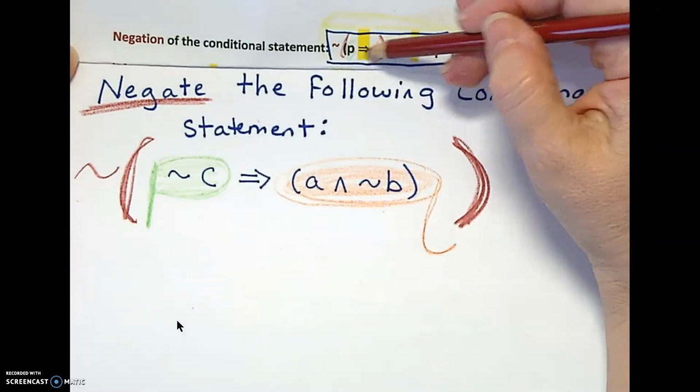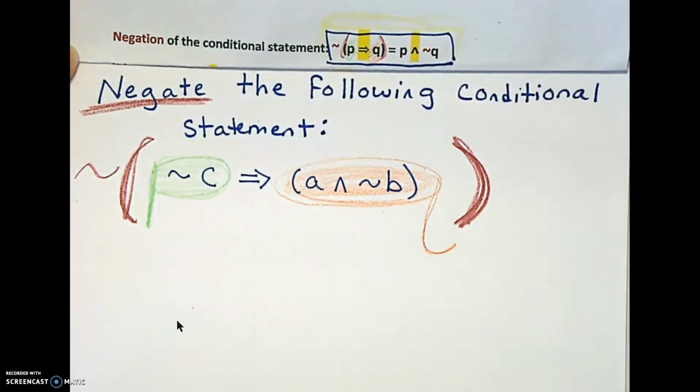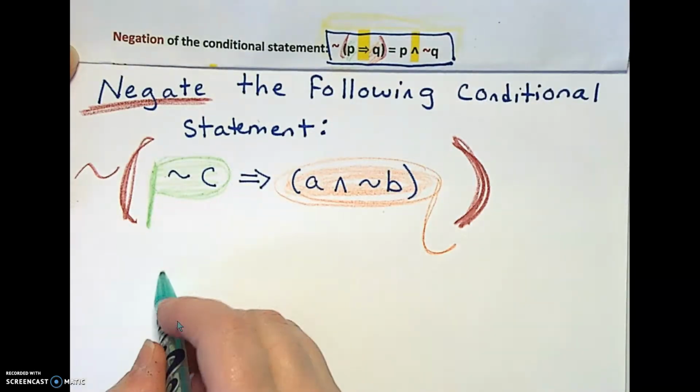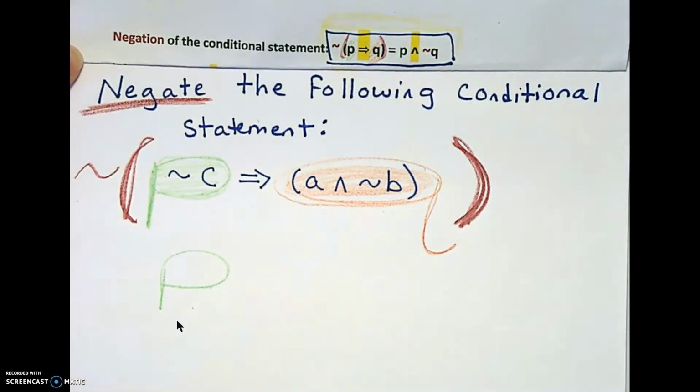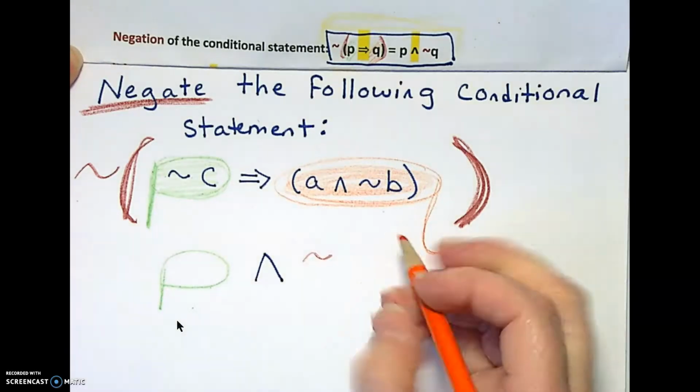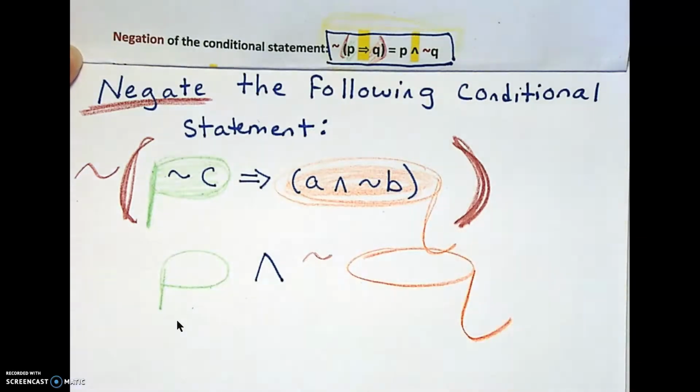Negating if P then Q, we can just stick it in this format. We want P and not Q, so I'm going to write P, and I'm going to write and in some color, and I'm going to write not, and I'm going to write Q. Where's my orange? Q. P and not Q. How's that? Except we're not done, right?